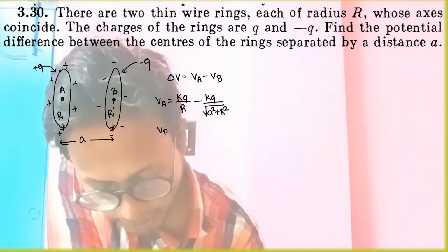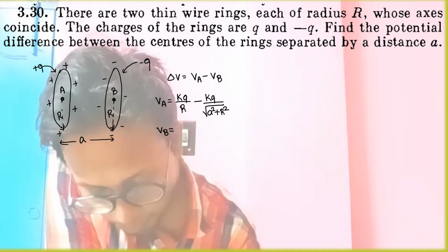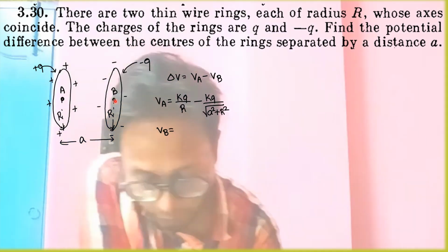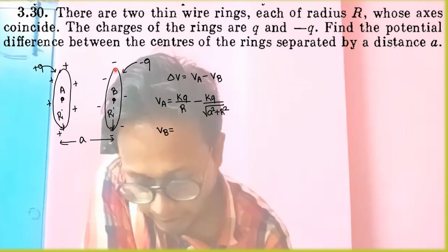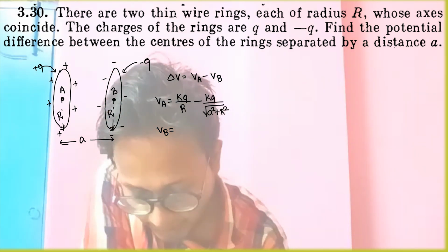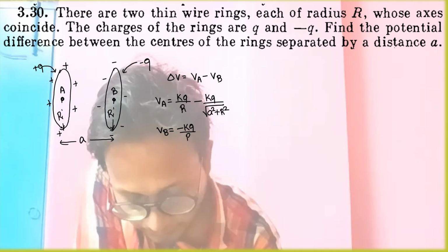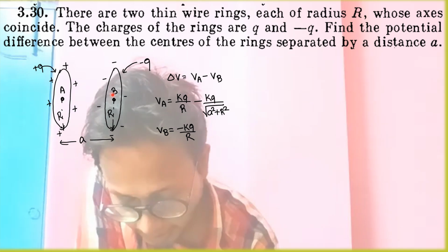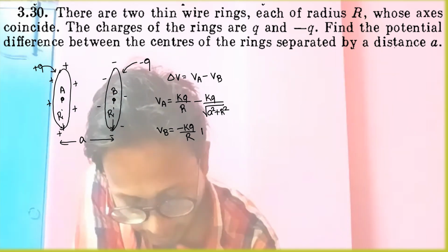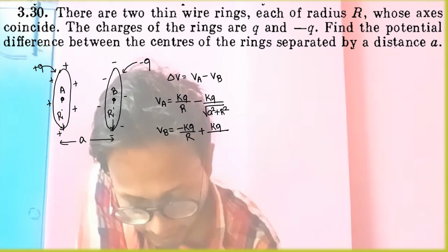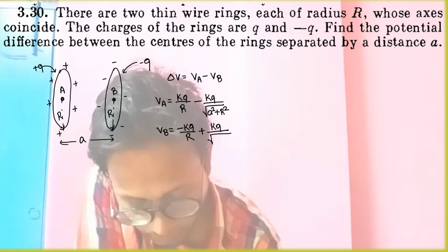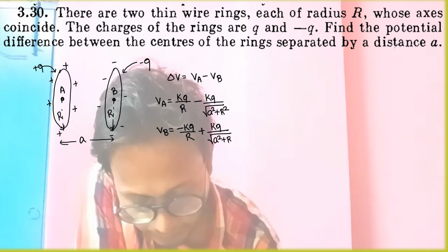Similarly, what is the potential of B? That means if you put positive 1 coulomb out here, the potential energy due to this negatively charged ring is nothing but minus kq by r. And the potential energy due to this positively charged ring out here is nothing but plus kq by how much? Under root of a square plus r square.